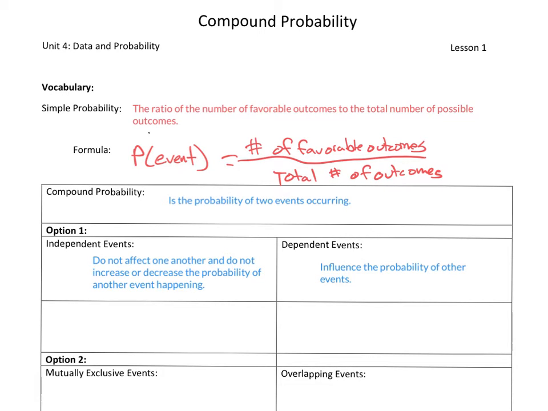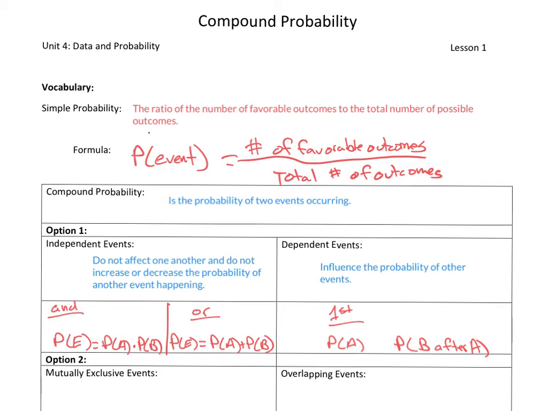When we look at a dependent event, this is going to influence the probability of the other event. So this would be like once you take the card out of the deck, now there is one less than the prior. Or the same thing with marbles. When you take a marble out and you try to take a second grab, there's going to be one less than the prior one. So that's what we're looking at with those two.